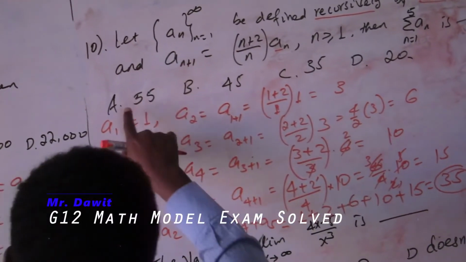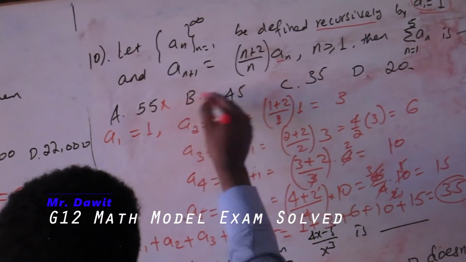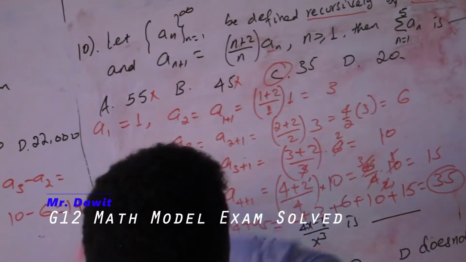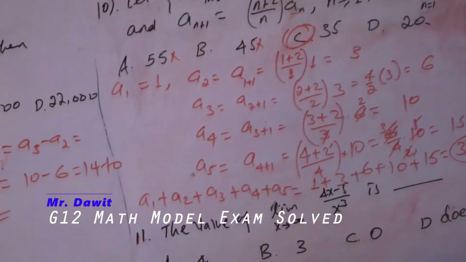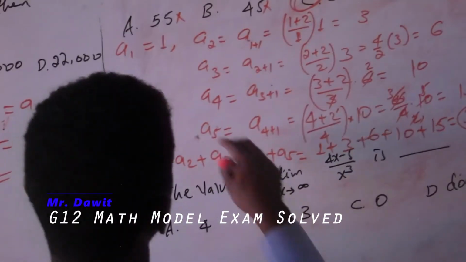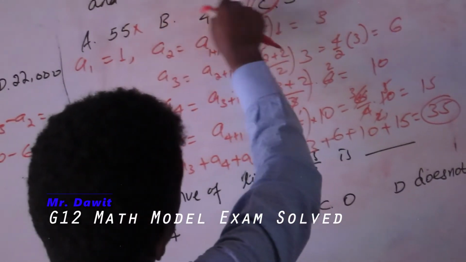Going to the choices, the first, A, says 55. B, 45, this is wrong, this is also wrong. C says 35 and D is 20, so our answer is 35. Because be careful: if the recursive equation of the given arithmetic sequence is given, you have to substitute and find out each term.